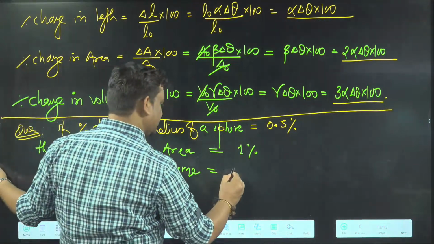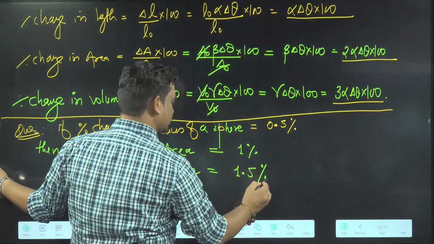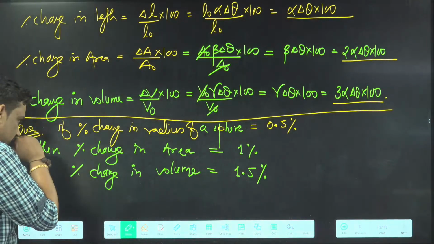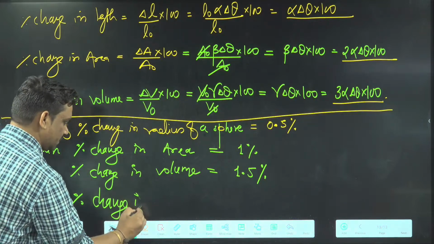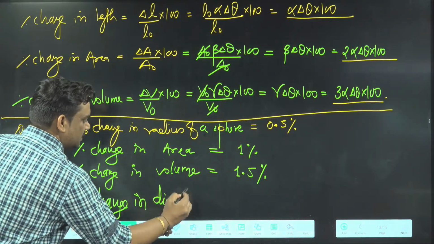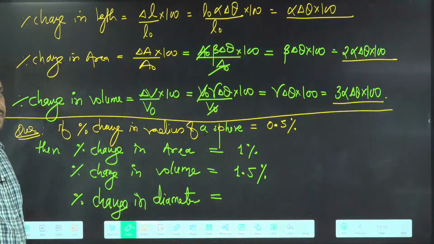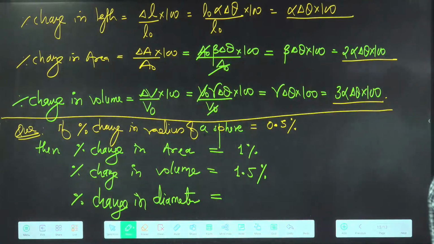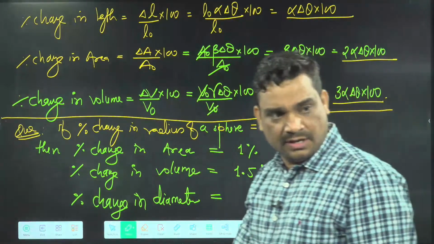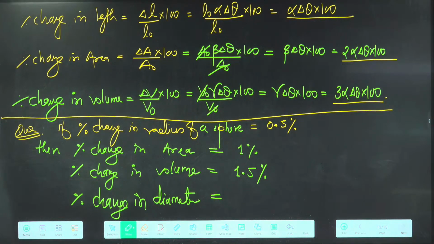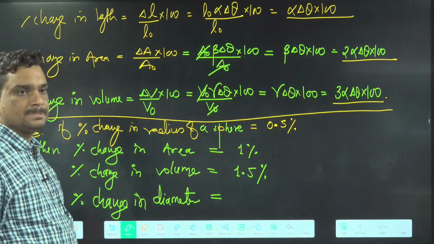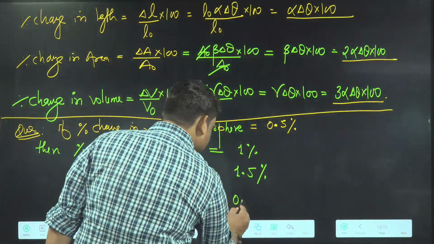Three times. Directly we can write here your 1.5%. Okay, 1.5%. Percentage change in diameter, and here people make mistakes. In diameter, what will you say? Diameter you have to say. Is diameter a 1D quantity, 2D, or 3D? First, you need to be clear about this 1D, 2D, or 3D. It is 1D, so it will be the same 0.5%.